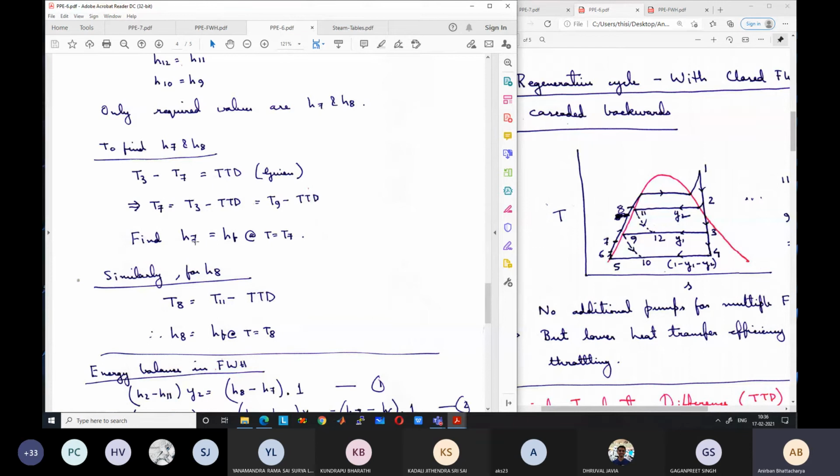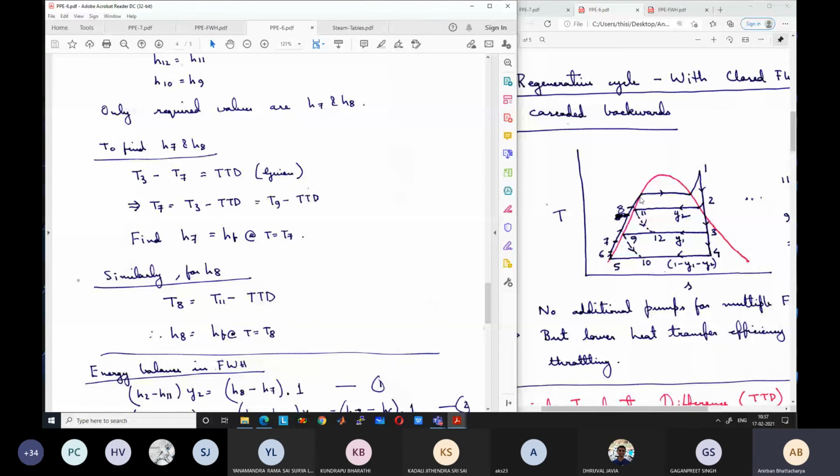Similarly for H8, we will know the TTD. Say the TTD in this case is given as -2. So T8 is equal to T11 minus of -2, so T11 plus 2. We will find what is T8 and then we will find what is H8. After this all the enthalpies are known: H1, H2, H3, H4, H5, H6, 7, 8, 9, 10, 11, 12. All of them are known.